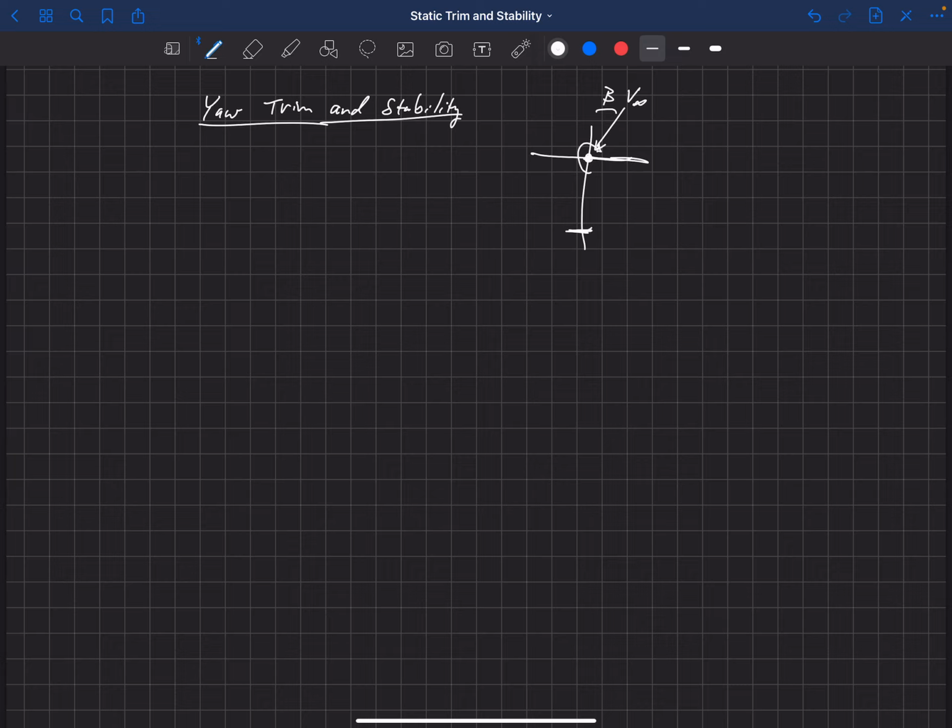Okay, so for trim, what we need is that the summation of moments about the z-axis equal 0. Well, if we don't have any lateral disturbances, then that is naturally satisfied. And if we do have lateral disturbances, then we find that yaw and roll are going to couple with side force. And so we're actually going to address this general trim problem later, where we satisfy roll, yaw, and side force all simultaneously to make sure they sum to 0.